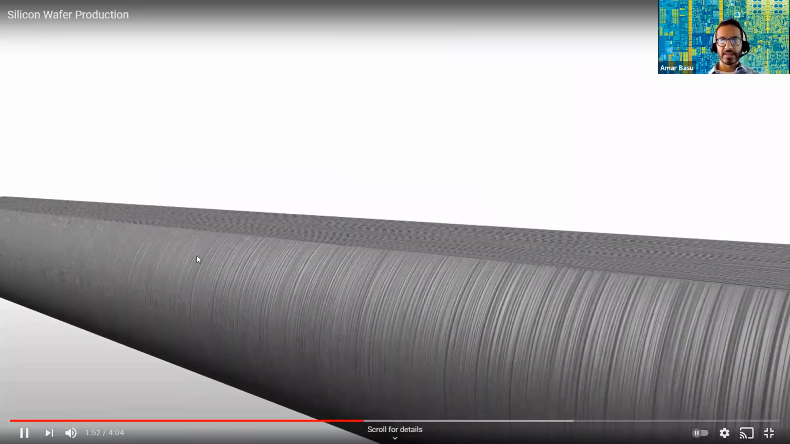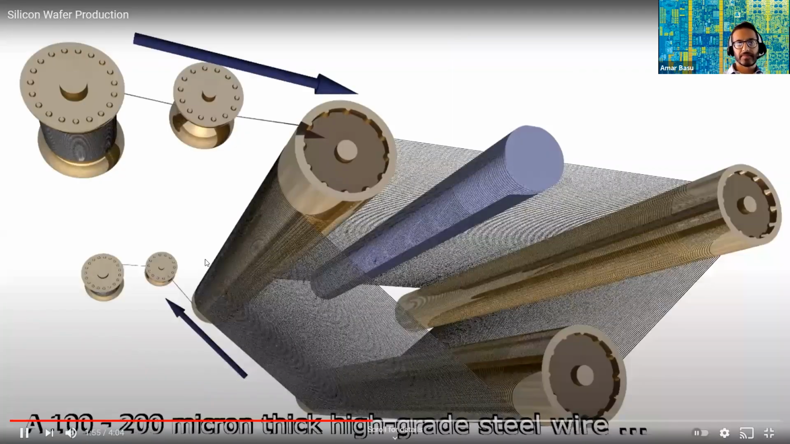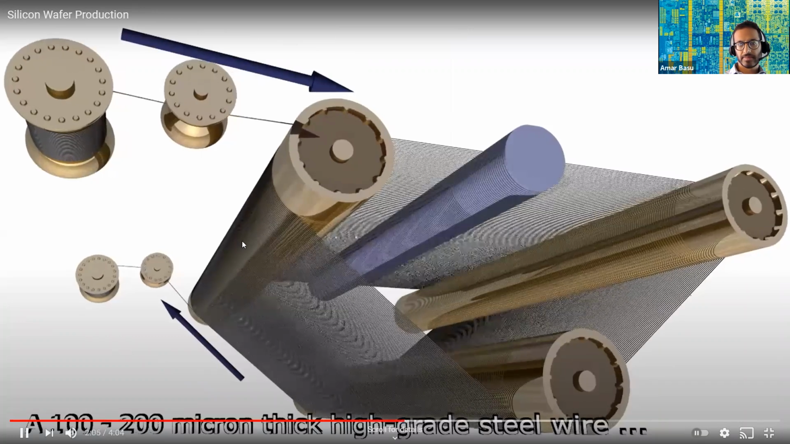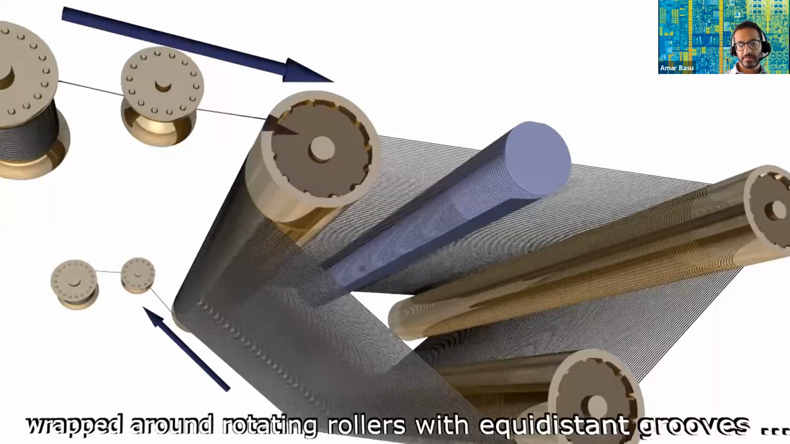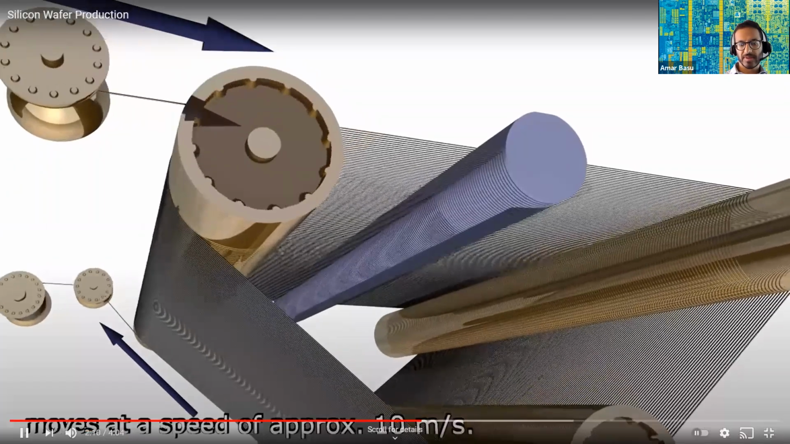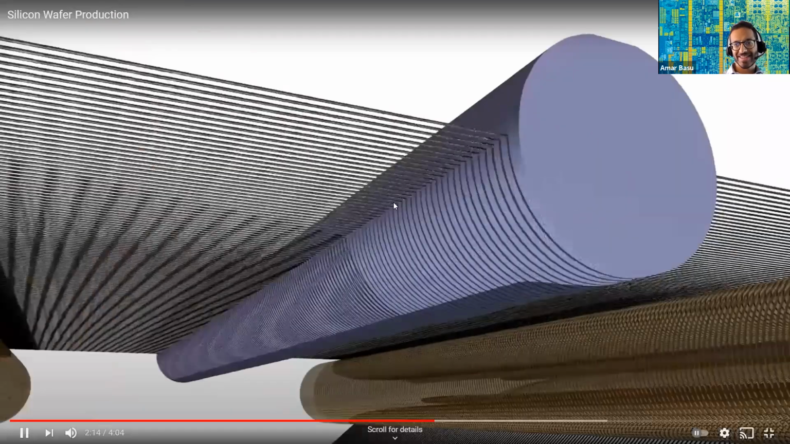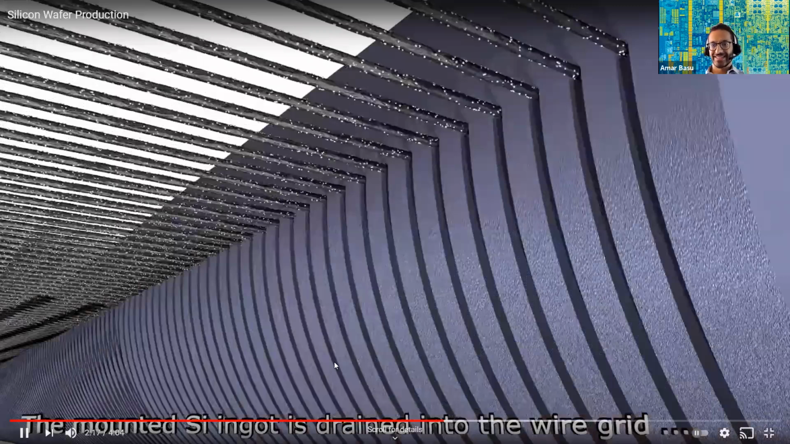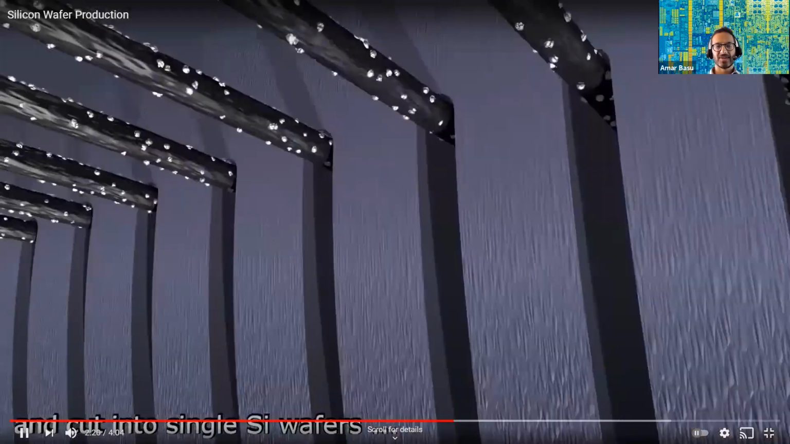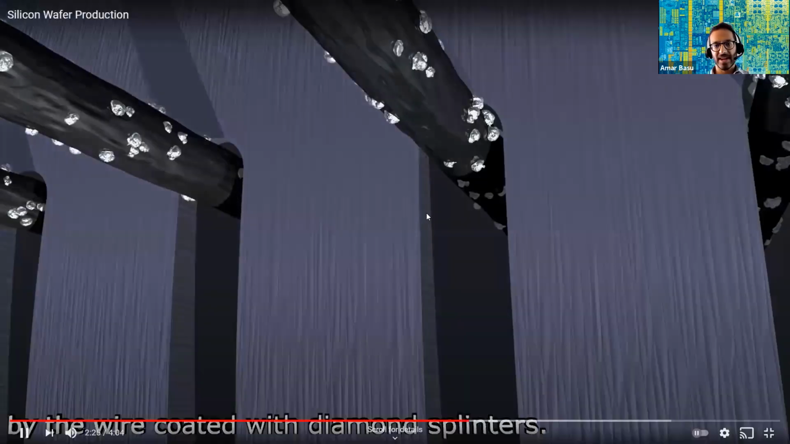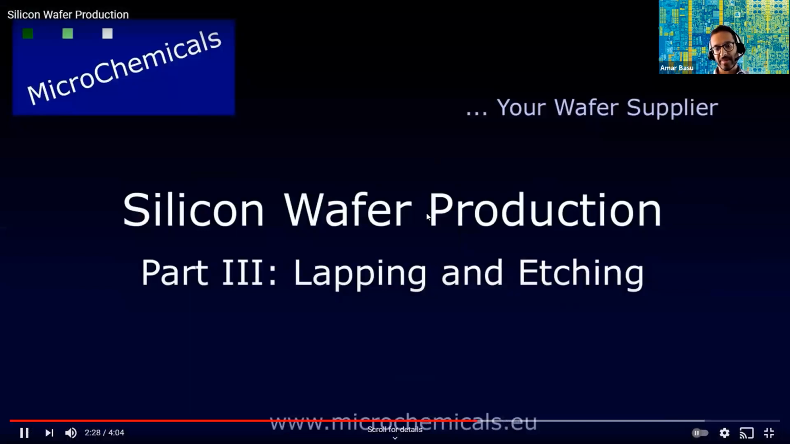And they have to go and slice this thing up. You can read what's happening here. This is a really cool animation. These strings are actually cutting the ingot into thin slices. These little things here are diamond coatings. Diamond is good at cutting things.